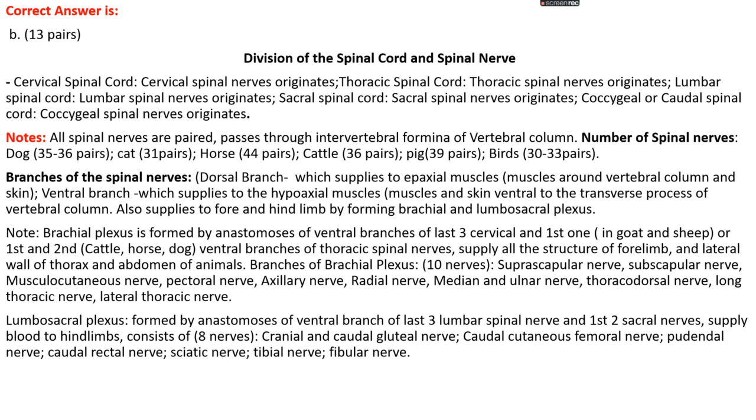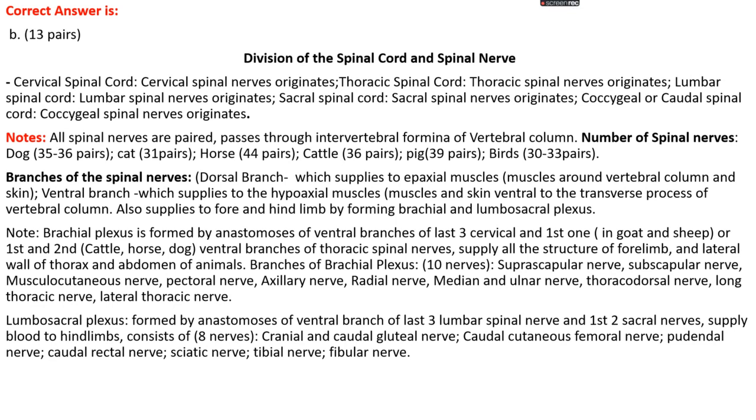And if we look at the branches of the brachial plexus, it mainly includes 10 nerves. That is the suprascapular nerve, subscapular nerve, musculocutaneous nerve, pectoral nerves, axillary nerve, radial nerve, median and ulnar nerves, thoracodorsal nerve, long thoracic nerve, lateral thoracic nerve, etc.